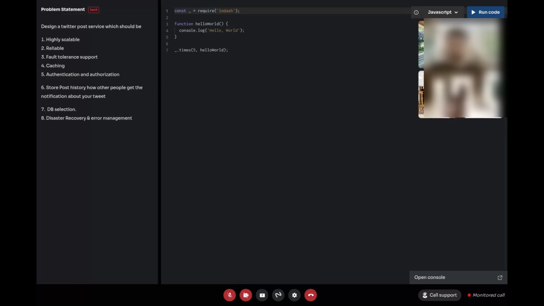The first part is that the service should be highly scalable. How will you do it? Reliable, fault tolerant, caching: where would you be using it? How would you authorize the service? For the authorization part you need to focus more. And storing post history, and how other people will get notified about your tweet. And the DB selection: what DB would you use to store the data, and disaster recovery and error management.